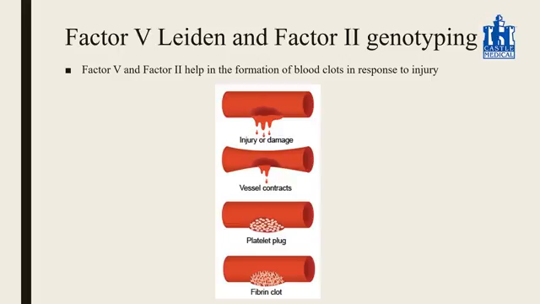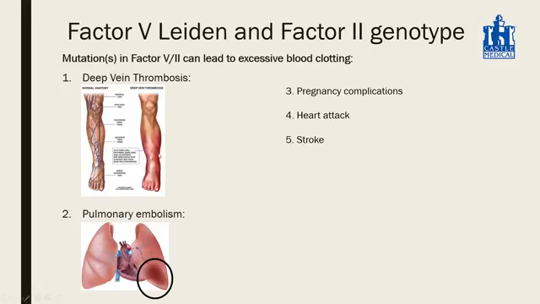But when these factor V and factor II are mutated, in that case, we end up with excessive blood clot formation in our body. As you can see, excessive blood clot formation in the leg vein can lead to deep vein thrombosis, which will lead to swelling, pain, as well as immobility. Sometimes these blood clots can travel across the body and get stuck in other organs, like in lungs, which is called pulmonary embolism. And these secondary clots can damage lung, heart, sometimes brain, which can lead to heart attack, stroke.